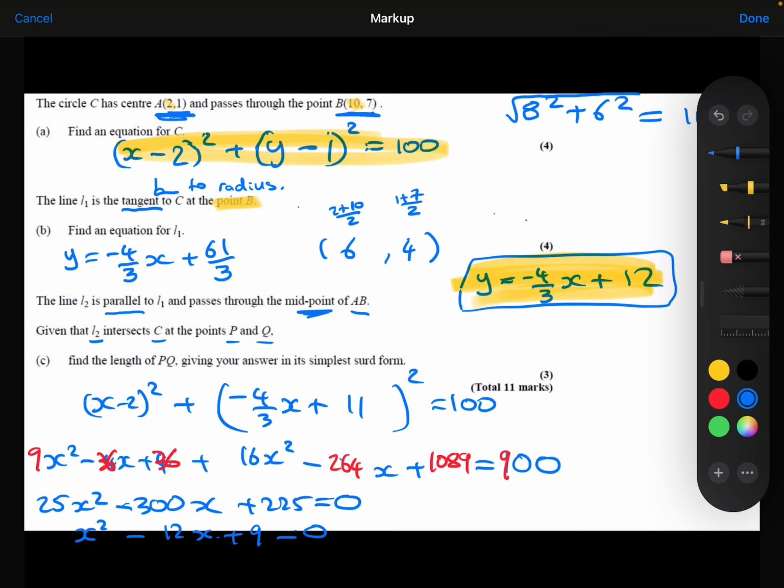We can now solve that quadratic. I don't think that's going to factorize very nicely, but we can use either complete the square, or we can use the quadratic formula. Or this question didn't say you couldn't, so you could use your calculator to do this. And we will find that x is either equal to 6 plus 3 root 3 or 6 minus 3 root 3.